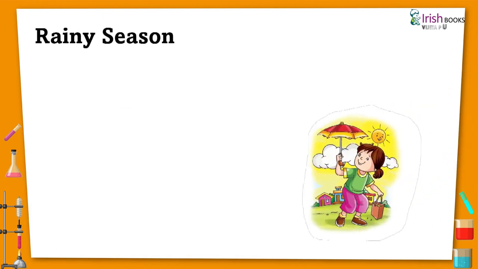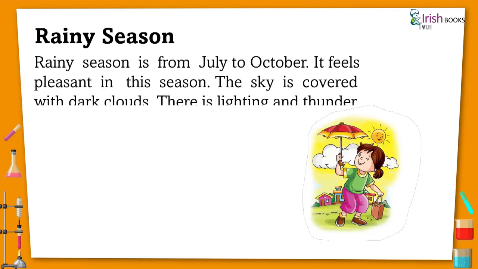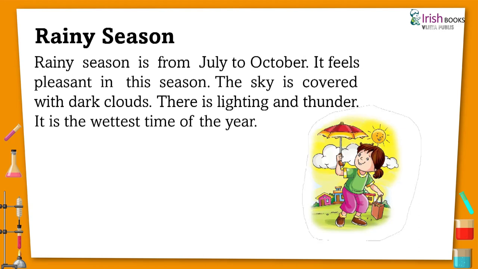Rainy season. Rainy season is from July to October. It feels pleasant in this season. The sky is covered with dark clouds. There is lightning and thunder. It is the wettest time of the year.